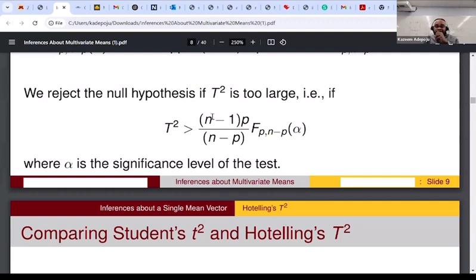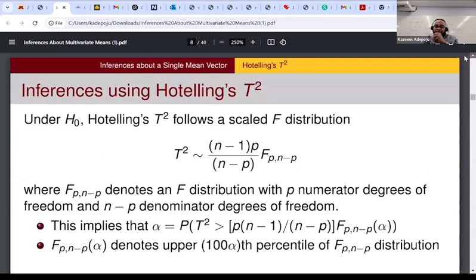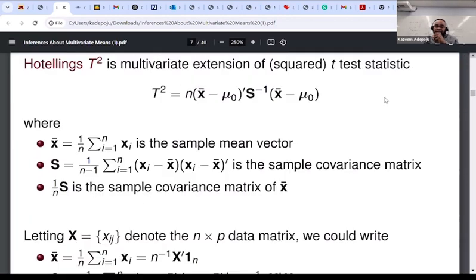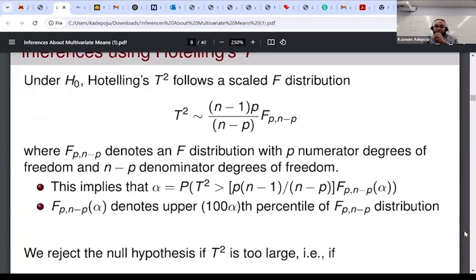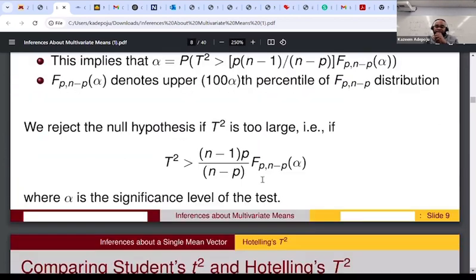We reject the null hypothesis when T-squared is large enough. And don't forget, we're out to find your T-squared. This is how to find your T-squared. You see that? You find your T-squared from there. When you find your T-squared, you compare it with what you check from the table of F. When T-squared is greater than that, we reject the null hypothesis. That is how we use Hotelling's T-squared to conduct hypothesis tests.